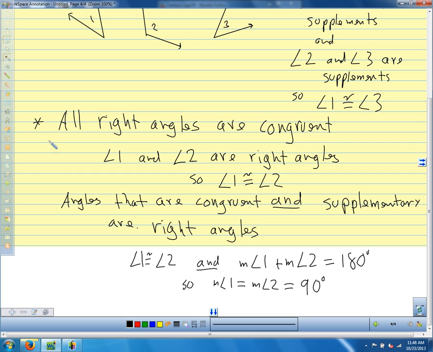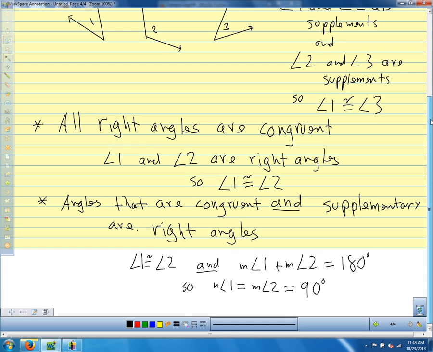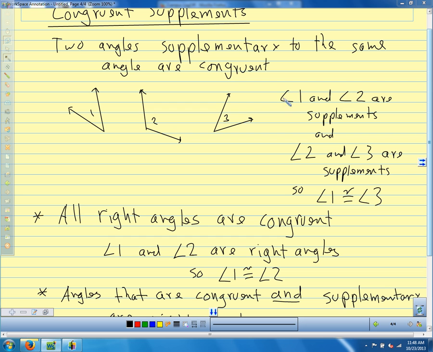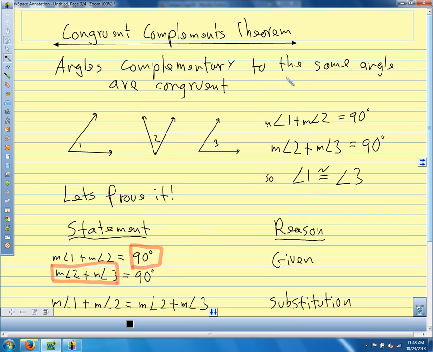So now we know several different things about angles, and we can use these to solve problems. We can use these to do other proofs. All right angles are congruent, and supplementary congruent angles are right angles. Two angles that are supplementary to the same angle are congruent, and the other proof we did, angles that are complementary to the same angle are congruent. And we also have our vertical angles that we knew about before, but we just proved today.